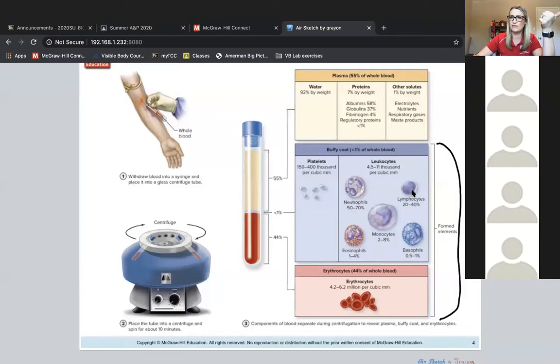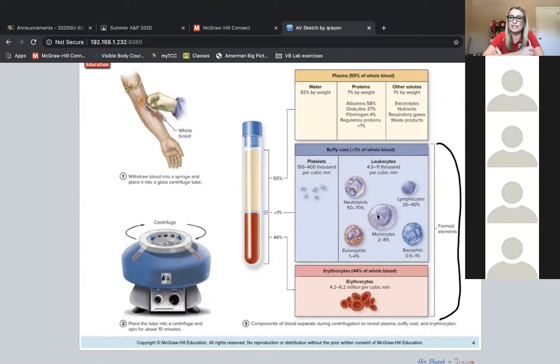Lymphocytes: there are 3 types, and depending on their type, their function is different. We have T lymphocytes, which are mostly regulators of the immune response. We have B lymphocytes, which produce antibodies. And then we have natural killer cells, and as their name suggests, they are good at killing things. They usually kill cells. So that's lymphocytes.